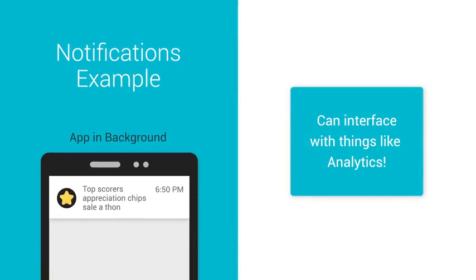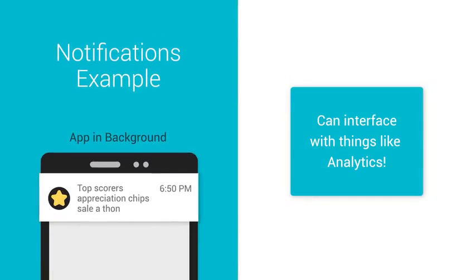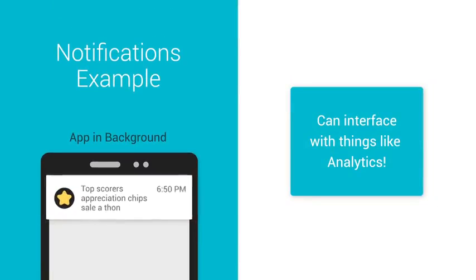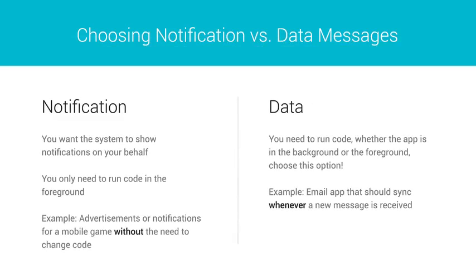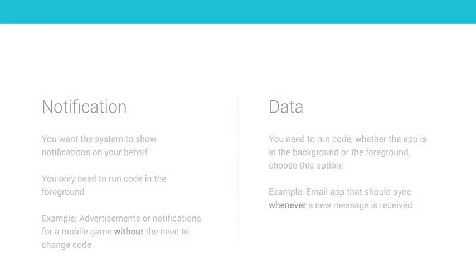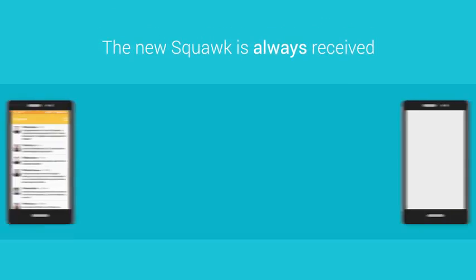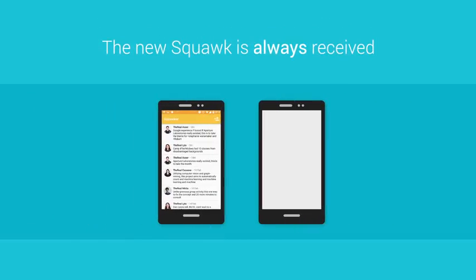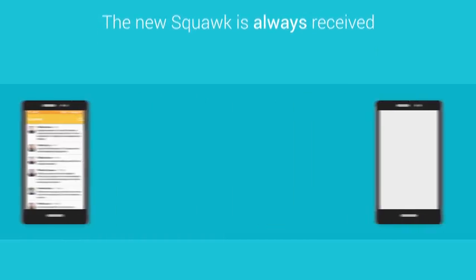In addition, you can leverage things like analytics stored in Firebase about who's playing your game to send messages to a particular population of users. So here's the final breakdown of tips. In the case of Squawker, I decided to go with a data message. This is because I wanted the new Squawk to be added to the database, regardless of whether the app was in the foreground or the background.